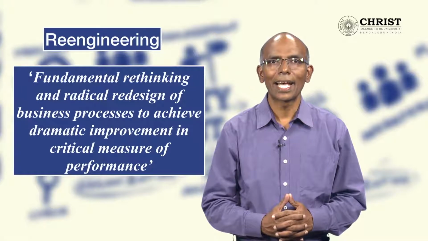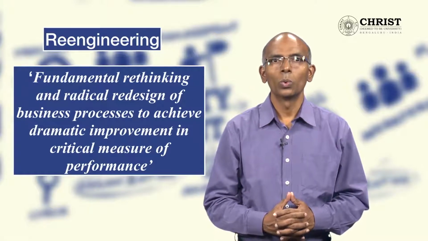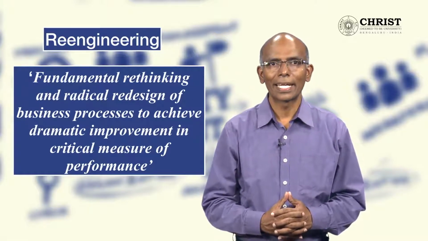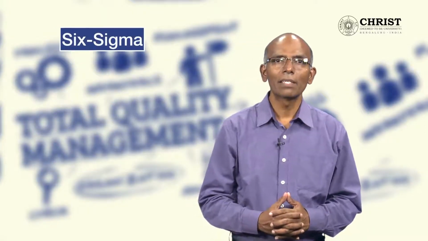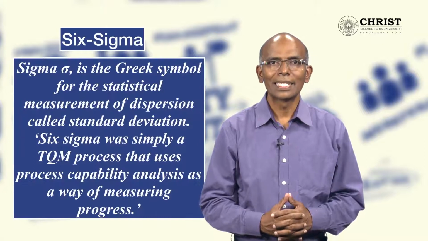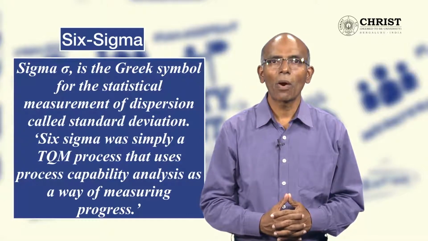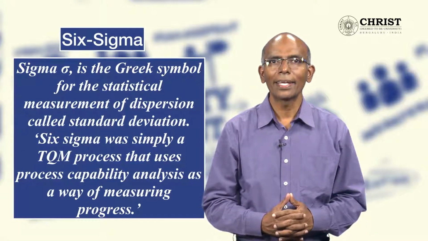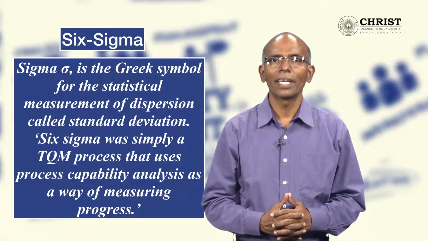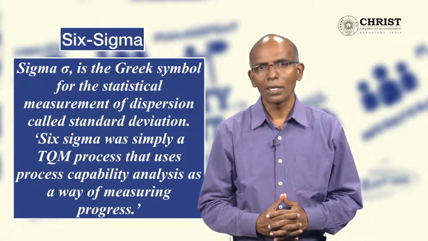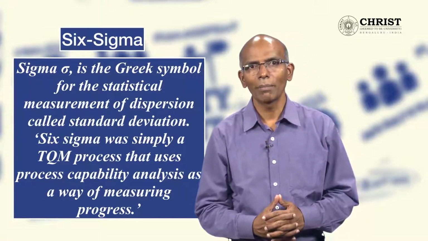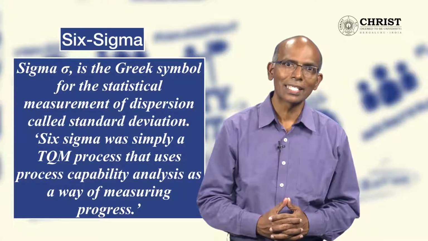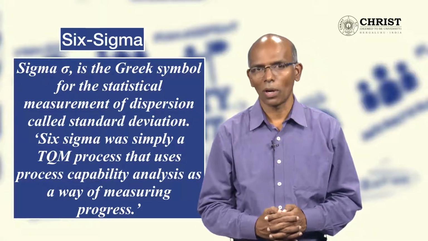Reengineering is the fundamental rethinking and radical redesign of business processes to achieve dramatic improvements in critical measures of performance. Six Sigma is from the Greek word sigma which means statistically 99.9999998% error free in product or services. It measures standard deviation, and in TQM it uses process capability analysis as a way of measuring progress.